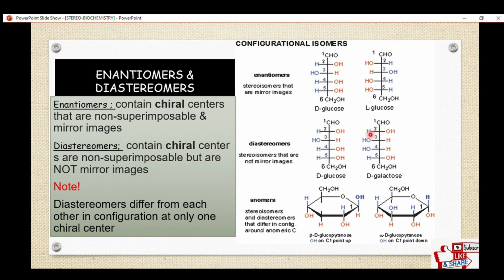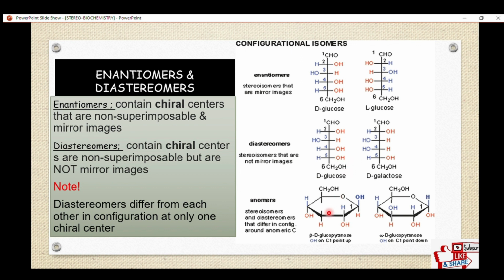So they are chiral centers, but the position of the hydrogen and the hydroxyl group differ. So it's not a mirror image. When you check all the other carbons from carbon 3 to carbon 6, they have the same position. Okay, so we have OH here, OH here, we have OH here, OH here. All right, so these are diastereomers. They differ from each other at only one chiral center. Okay, so that's diastereomers for you.